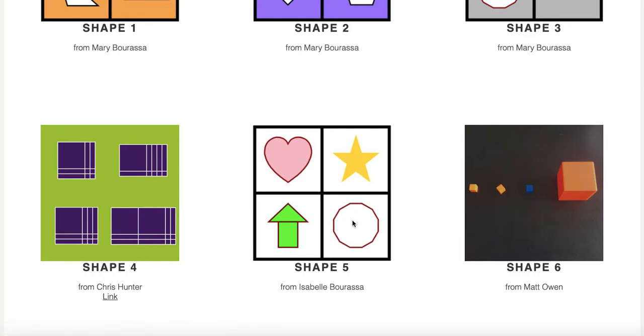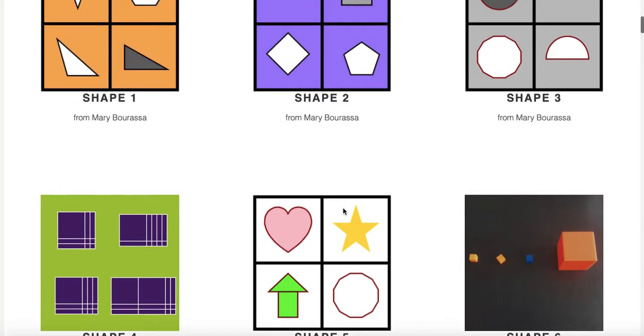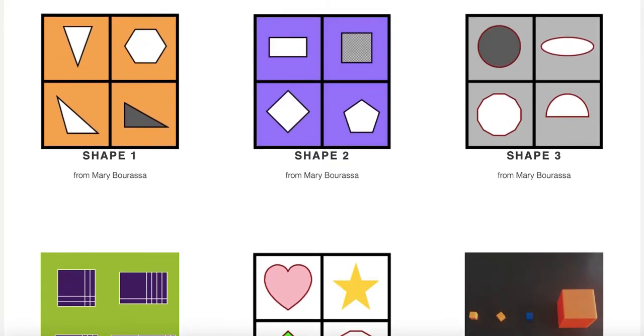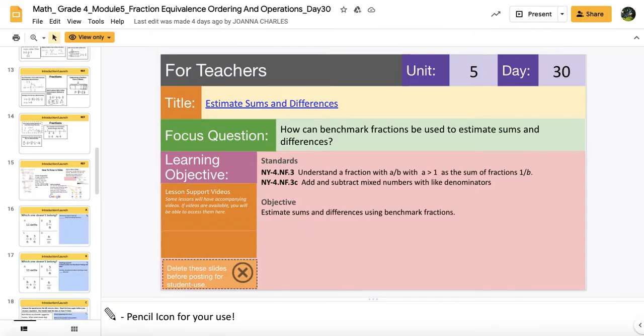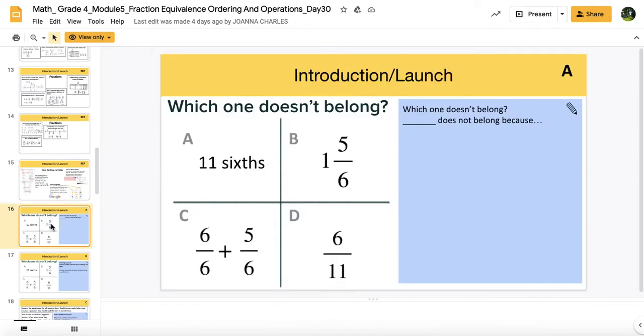For example, if we take a look here, students might say that the heart doesn't belong because it doesn't have any straight sides, while the rest of them have a bunch of straight sides. Some might talk about angles. So they can take a look at one of those first before you look at the one we're going to look at today. So again, we're going to go to slide 16 here.